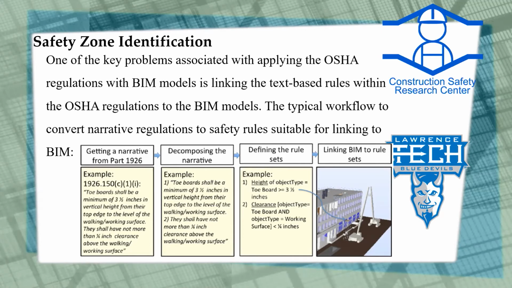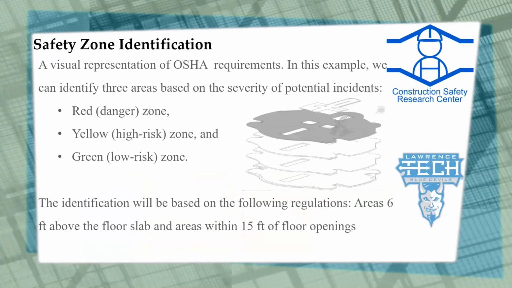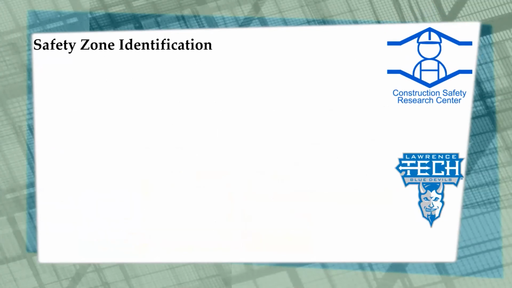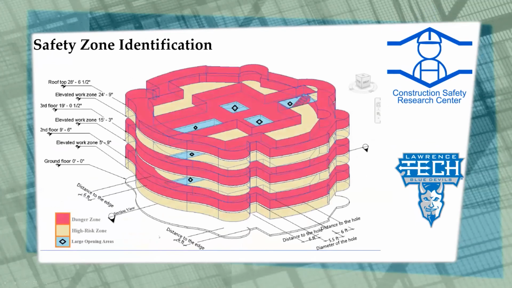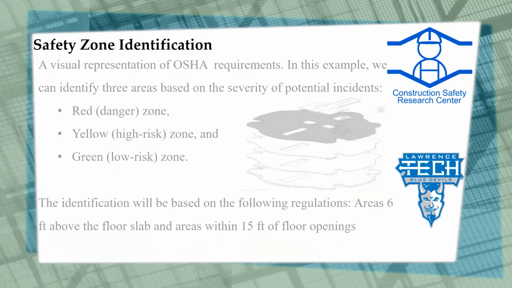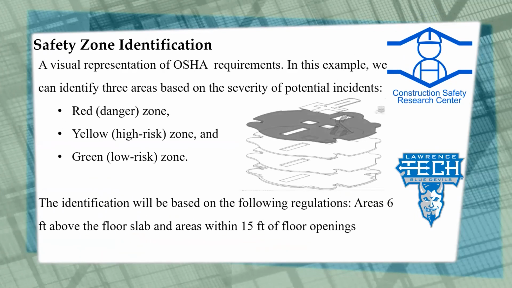And if we apply this method to the previous model very quickly, we can get something like this. This is based on the rules we set. Basically, the rules are here. The identification will be based on the following regulation: all areas 6 feet above the floor slab and areas within 15 feet of a floor opening. These are hazardous. There's a potential for falling over these edges.